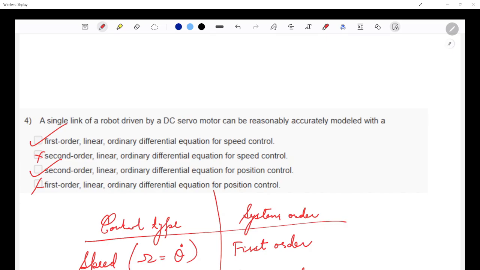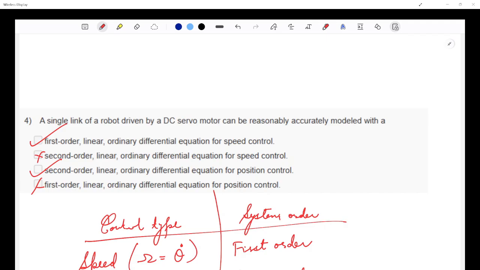The first option said first order for speed control. This is directly from the motor equation. The second option is wrong because the speed equation has only a first derivative. And the third option is definitely correct. And the fourth option says first order for position control, which is wrong.